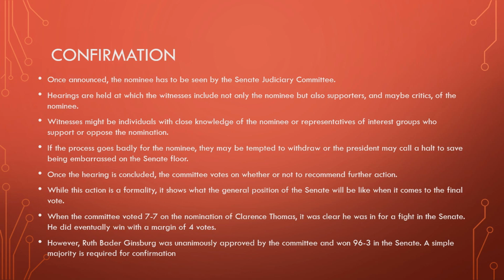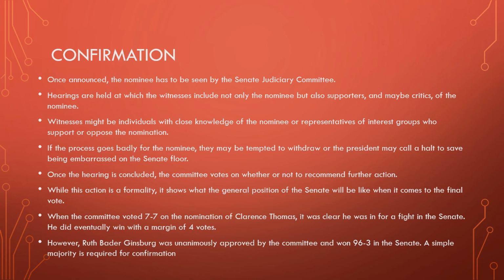Once the hearing is concluded, the committee votes on whether or not to recommend further action. While this is a formality, it shows the general position of the Senate. For Clarence Thomas, the Senate committee voted 7-7 on the nomination, which made clear that he was going to be in for a fight in the Senate. He did eventually win the Senate with a margin of 4 votes. You only need a simple majority to win the Senate, so you just need to get over 50%, and he won by a margin of 4 votes.